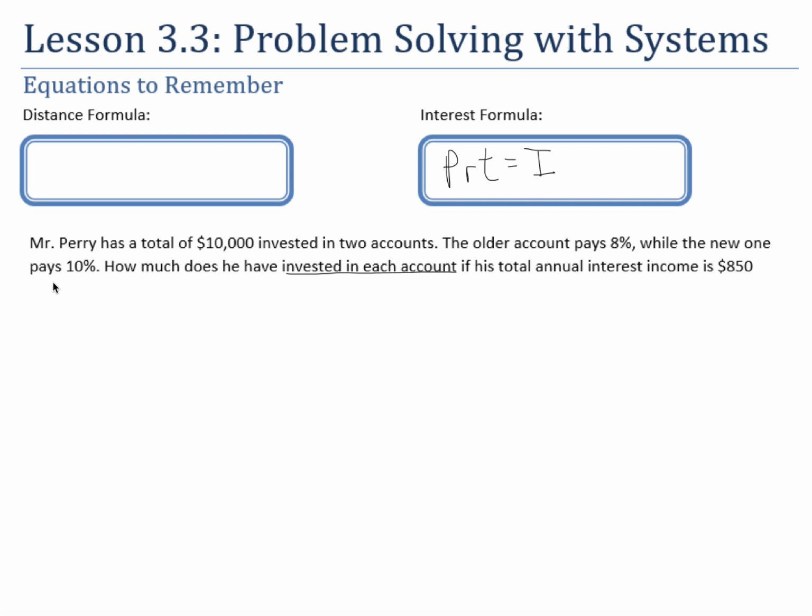So let's let x equal the amount in the older account. So that's the 8% interest account. We're just going to put that in here in the 8% account. And then we'll let y equal the amount in the 10% or the newer account.